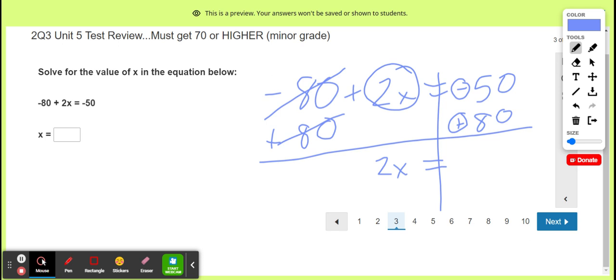So if these were all negative, you would have negative 130. If they're all positive, you'd have positive 130. They're not all negative, they're not all positive. Different signs mean find the difference. The difference between 50 and 80 is 30. There's more positives, so your answer or the step here is going to be positive 30. Now we divide both sides by 2. So x is equal to 30 divided by 2.